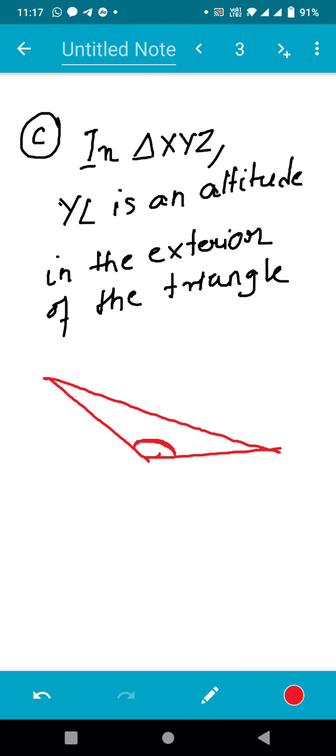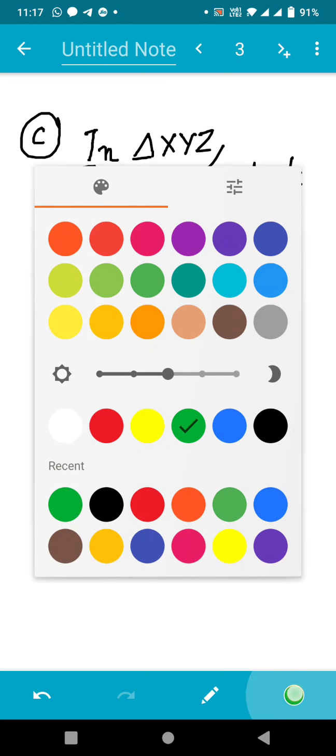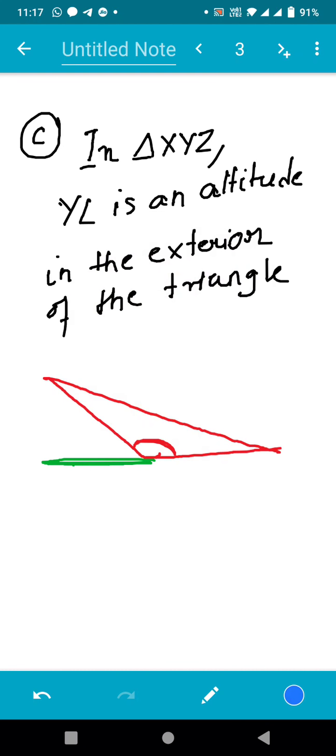Now in case of obtuse angle triangle, the height is always outside. So we'll extend this line, students. Okay, we'll extend the base towards left hand side. That means towards this side. See, towards this side we'll extend it. Okay, and now we'll draw the height. So height will be this. You see. So this height, this is an altitude, 90 degree. So this is the height of the required triangle X, Y, Z.